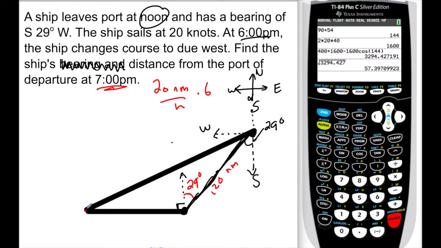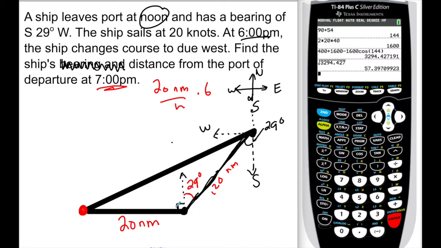All right. Now I need to know when it hits this point, right? Now it's 7 p.m. So here I'm at 6 p.m. I go another hour, which means I need to go an additional 20 nautical miles because I know I'm going 20 nautical miles every hour. And now I need to figure this out. Again, it's Law of Cosines.